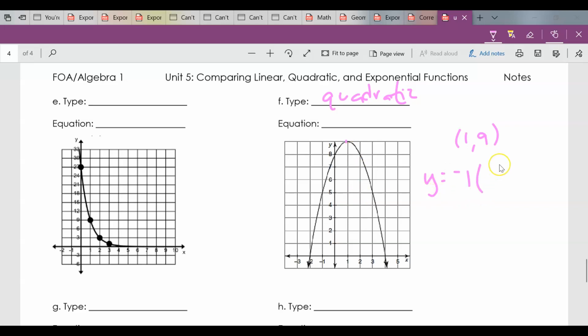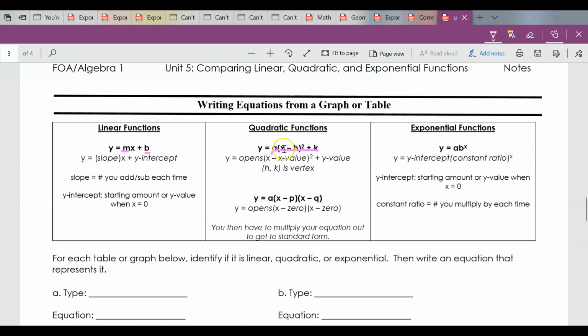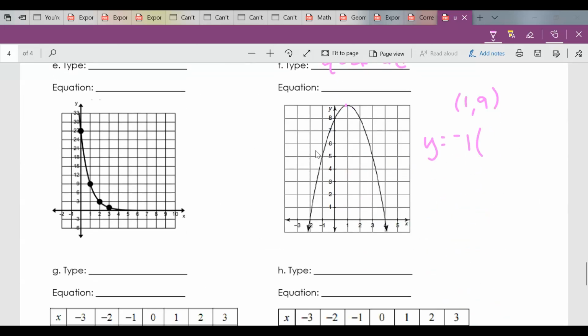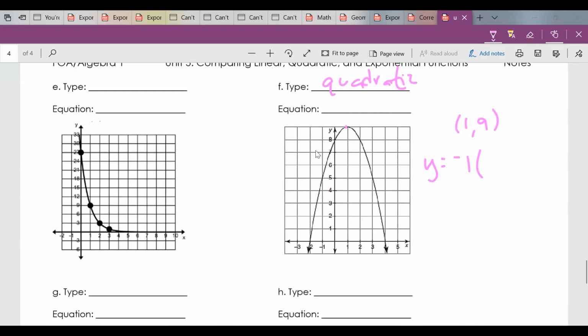Then we've got x minus h squared plus k. Remember, h and k is my vertex. So we've got the vertex is 1, 9. So we're going to say x minus h, which is 1, plus k, which is 9. And that's all that we have to do to get that quadratic function, which was the hardest part to figure out.